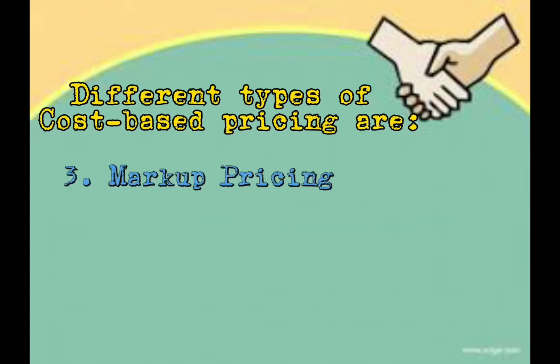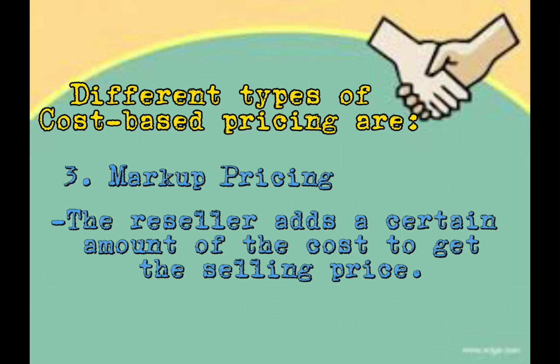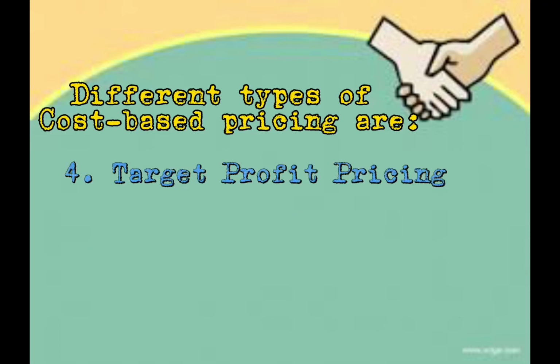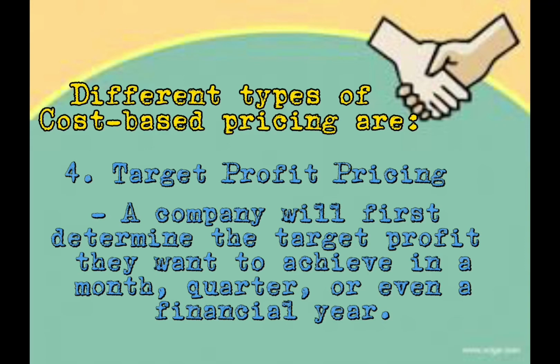Third, markup pricing. In this type of pricing, the reseller adds a certain amount to the cost to get the selling price. Retailers usually apply such a pricing strategy to determine their selling prices. Last one is target profit pricing. Under the target profit pricing method, a company will first determine the target profit they want to achieve in a month, quarter, or even a financial year. As per this target profit, the selling price is determined. This method even determines the number of units to be sold to achieve the predetermined profits.